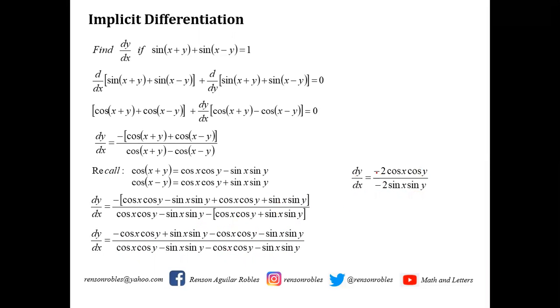And then you can drop this off, and you know that cos x over sin x is cot x. Also, cos y over sin y is cot y. And then finally, dy/dx is equal to cot x cot y.